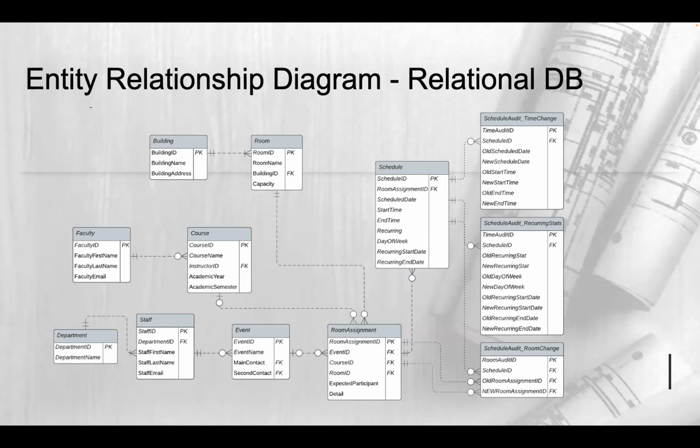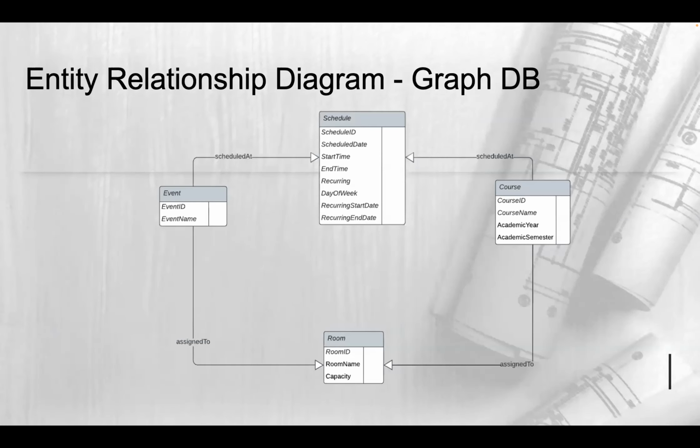This is our ERD for the relational database. The main entities are room, course, event, room assignment, and schedule. On top of those entities, we decided to keep track of the changes in our schedule table, so we have three audit tables for that purpose.